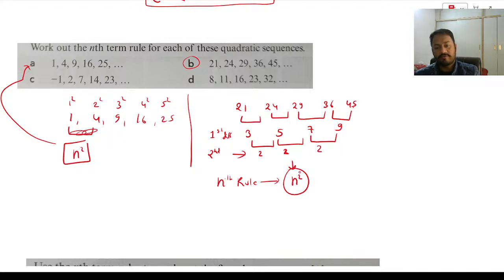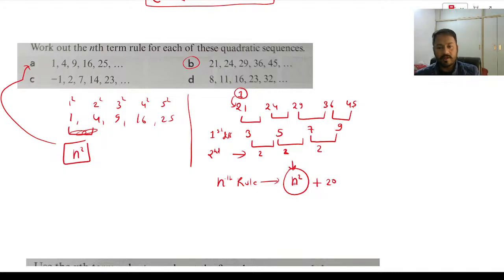Now what should the first term be? Because if I put n equal to 1, my first term should be 21, so it should come 21, but it is not coming, it is coming only 1. So what should I add to get 21? Plus 20. So I'll write directly plus 20. This is the easiest method to find the n term of the quadratic sequence, right?